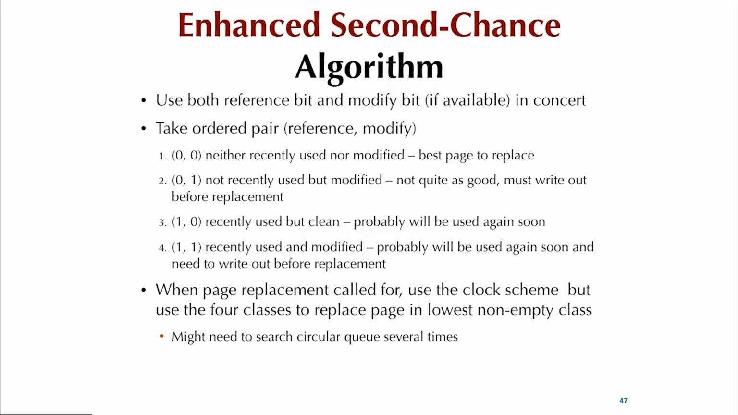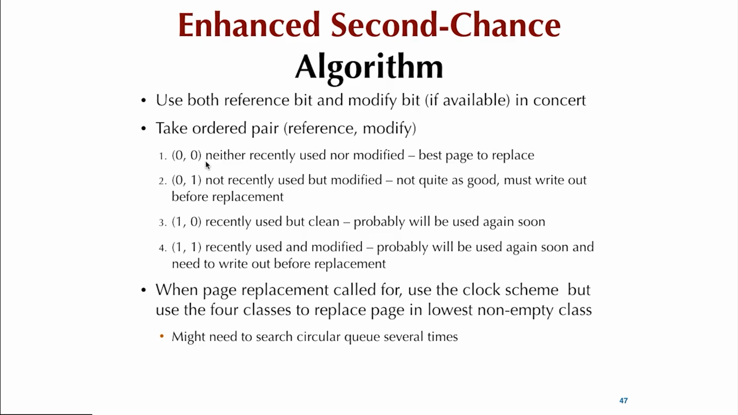Save it on disk before you can safely reuse that frame. So we do want to consider the tuple of reference bit and modified bit. Reference 0 means not referenced, 1 means referenced, and modified 0 means not modified, 1 means modified. The tuple 0, 0 is the best choice. Why? Because it hasn't been referenced recently and it hasn't been modified. I don't have to do a page out. Good, that's my first choice.